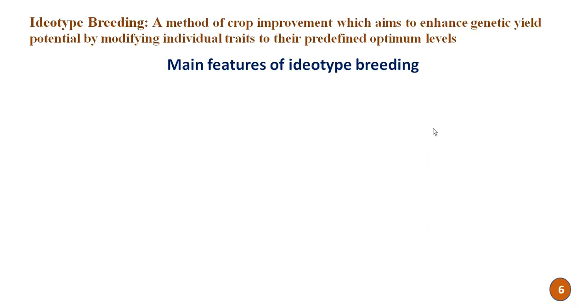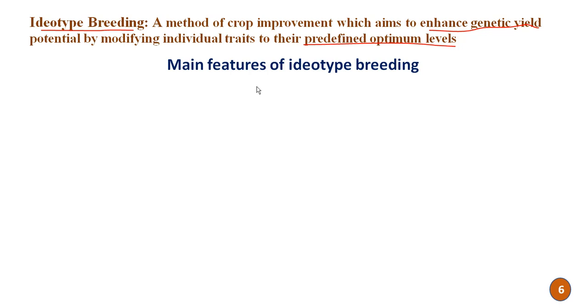Then ideotype breeding. What is ideotype breeding? Ideotype breeding is a method of crop improvement which aims to enhance the genetic yield potential by modifying individual traits to their predefined optimum levels. So our aim is to increase yield, but for that, in ideotype breeding, the individual traits are modified to their optimum levels, so that we achieve greater yield.